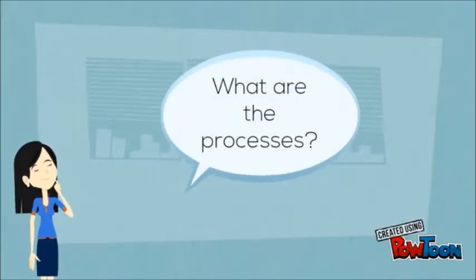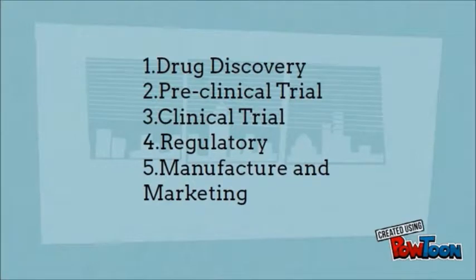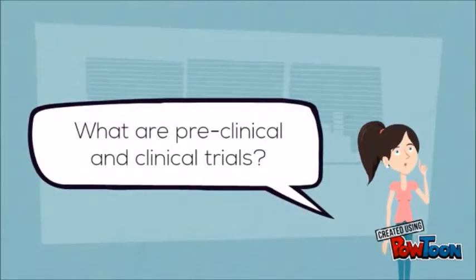So now let's talk about the processes of each phase of clinical trials in clinical research. Firstly, we will start off with drug discovery, followed by preclinical trial in vitro, and then clinical trial is conducted in humans. Then the drug will be sent to regulatory bodies for evaluation. Manufacturing and marketing of the drug will be carried out. So now let us have a look at the differences between preclinical studies and clinical trials.